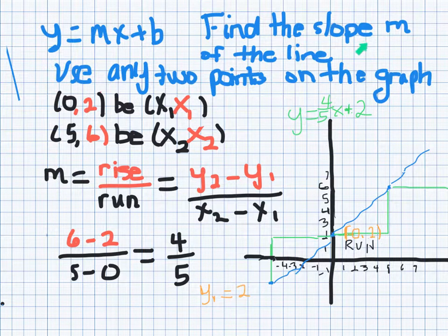Here you might find the equation of a line, y equals mx plus b. You might be asked to find the slope m of a line, and you could use any 2 points on the graph and still get the right answer. I'm going to use 0 and 2 to be x1 and y1. Okay, I had the wrong thing written down right here, so I fixed it. So 0 and 2 are the coordinates that will be x1 and y1. 5 and 6 will be x2 and y2.